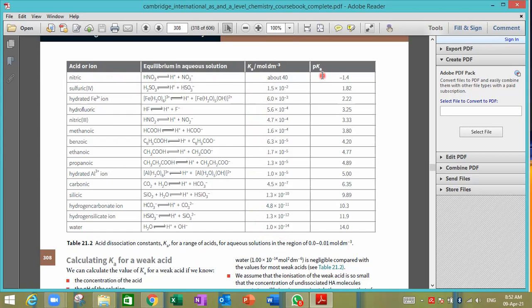But the pKa value is the opposite, because p means minus log. You take the minus log of this value. So you will find that the smaller the pKa value, the stronger the acid. You understand? Ka is opposite to pKa. For Ka, the higher the value, the stronger the acid. For pKa, the lower the value, the stronger the acid. Okay, understand? Shall I repeat this?